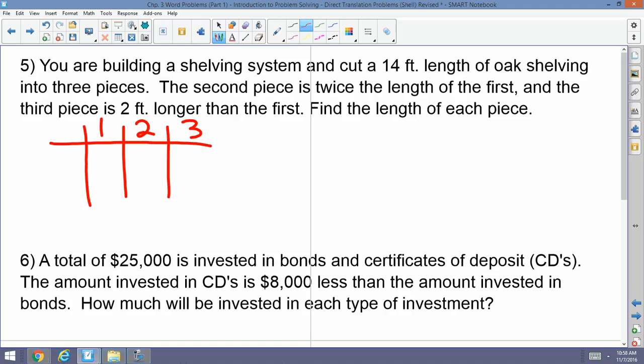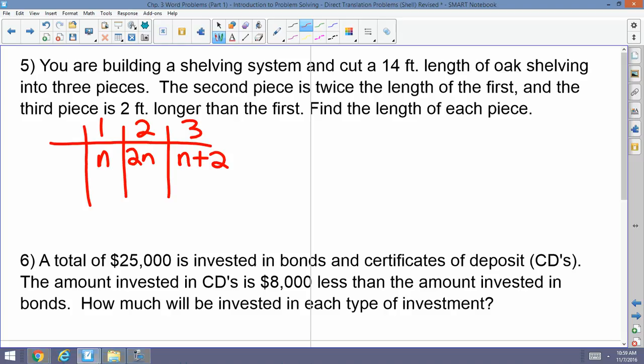Okay, the second piece is twice the length of the first. Very good. So the first piece is X or N. The second piece is twice the first. Very good, my brother. And then number 3 says the third piece is 2 feet longer than the first. So N plus 2. That's fantastic, son. Great job. Now, how do we put this all together?